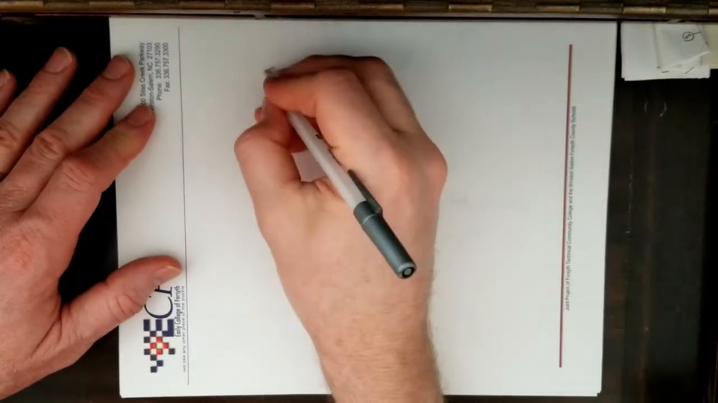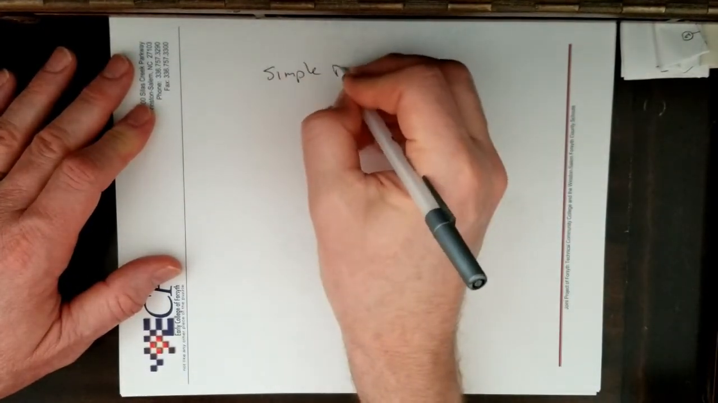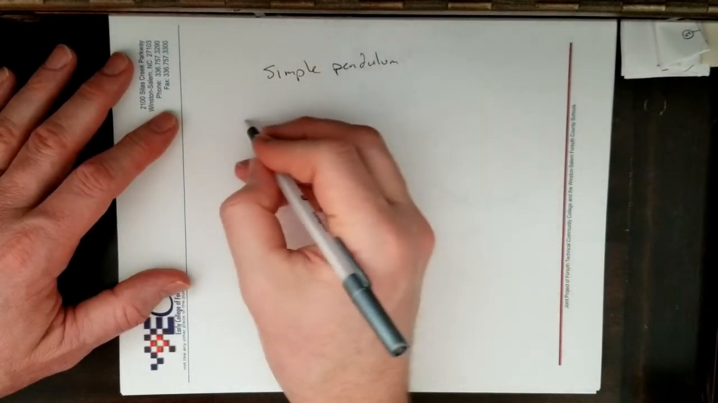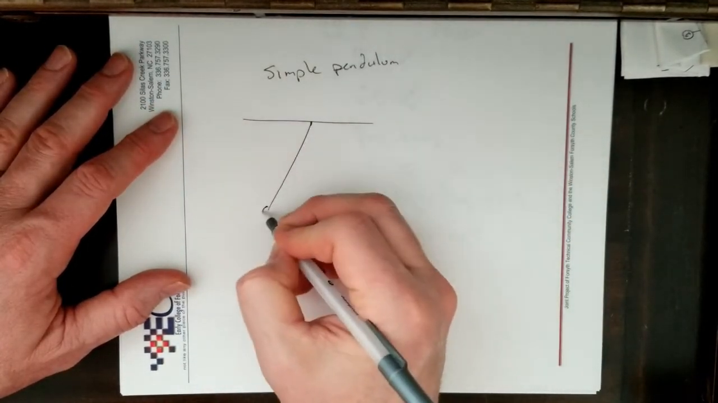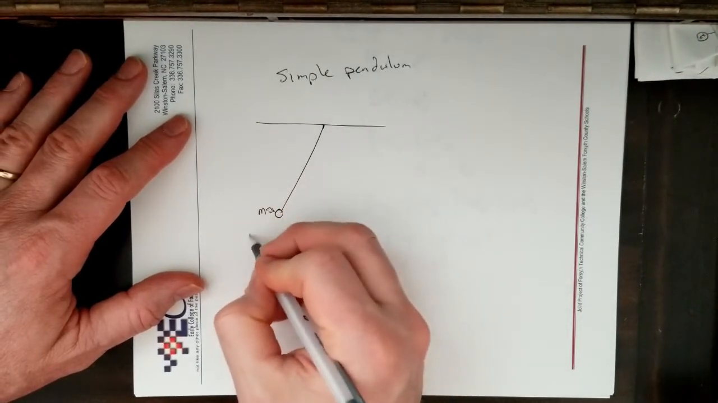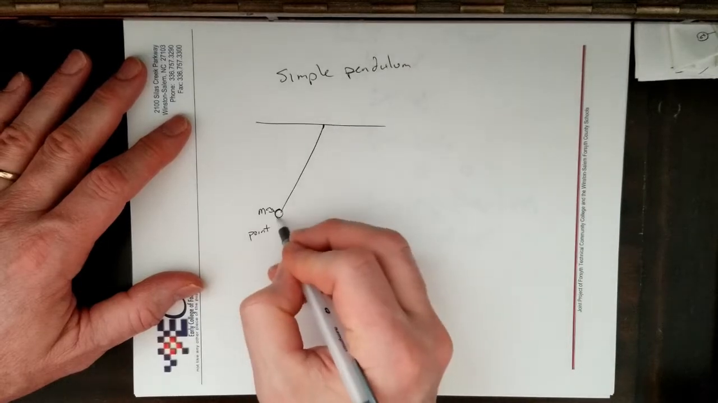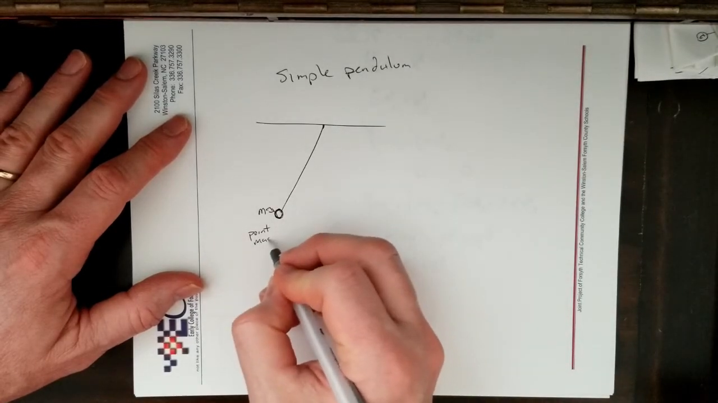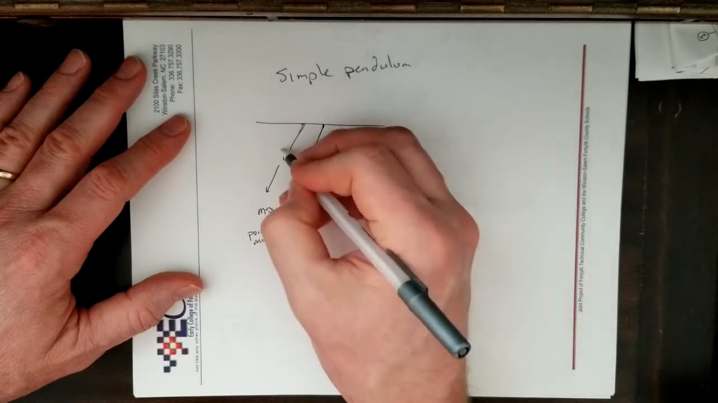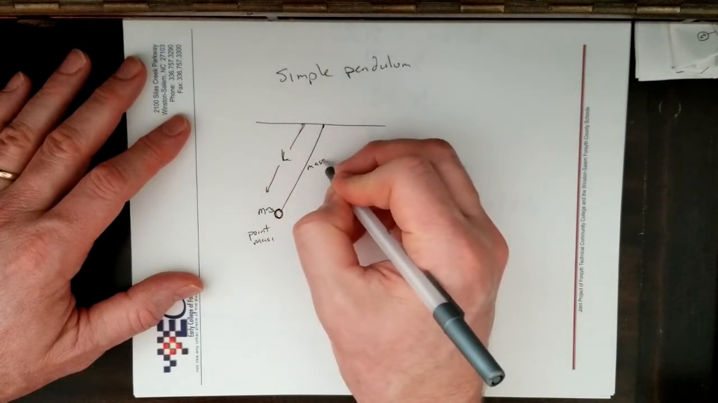Let's talk about the simple pendulum. So simple pendulum, basically we have all the mass as a point mass. In other words, we're not worrying about the size of this. So I have a point mass here. I have a string, or something holding it up, of length L. This is massless.